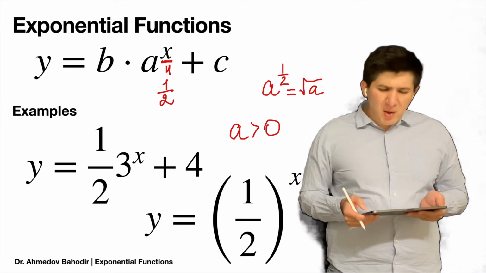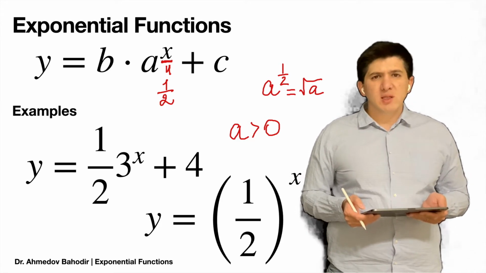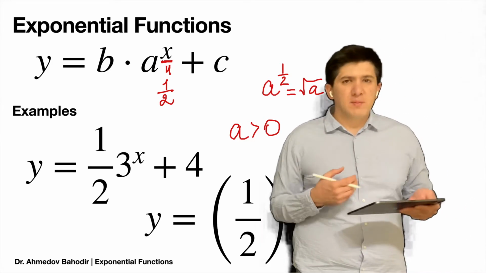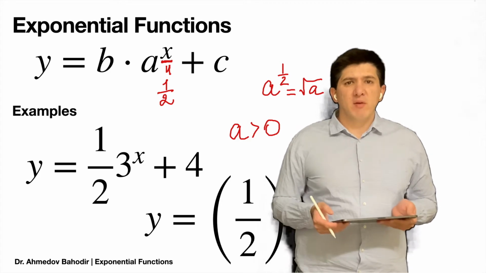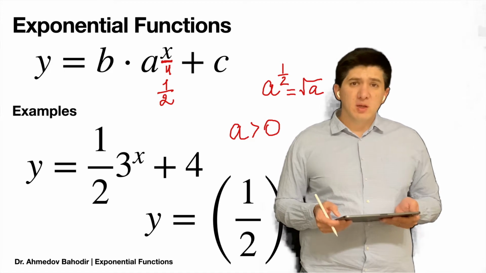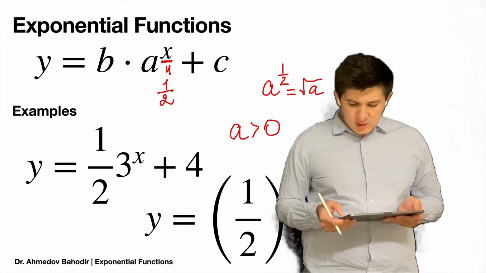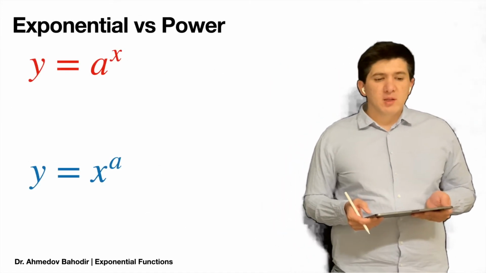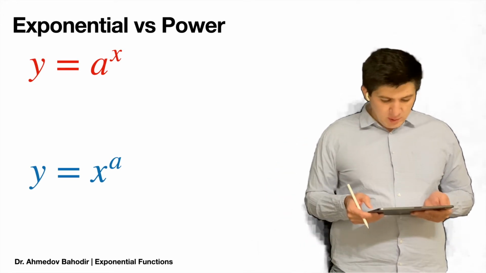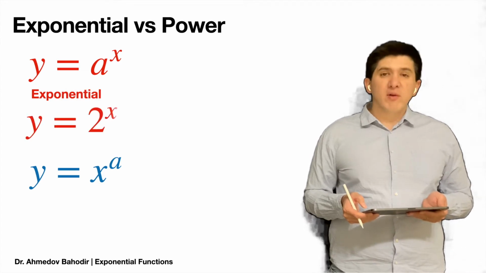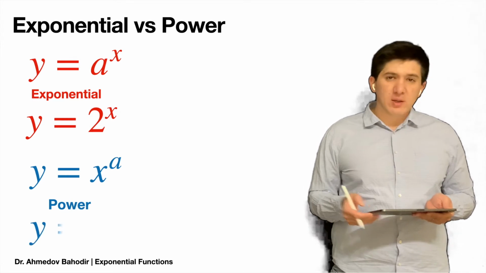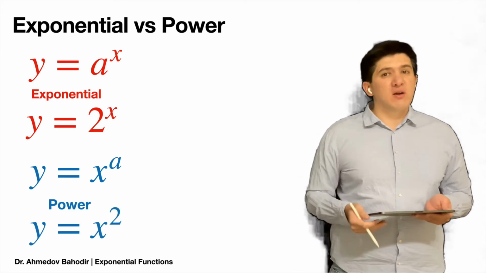Most of the time, I see situations where people are mixing up exponential functions and power functions. It's really easy to confuse these two functions, so I would like us to understand their forms. Exponential functions are written as a to the power of x, for example 2 to the power of x, and power functions are written as x to the power of a, for example x squared. So you see, these two functions are very much similar.